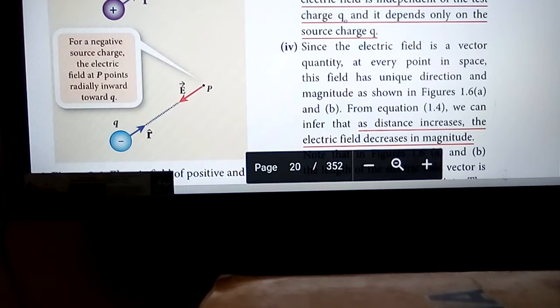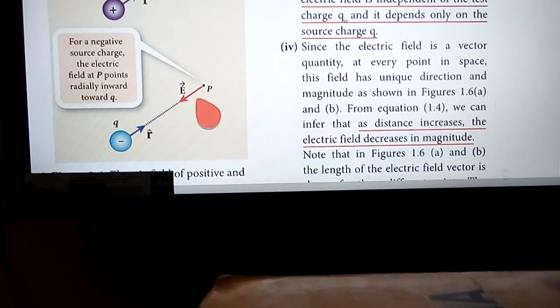Similarly, if we consider a negative source charge here, then the r unit vector is pointing like this, the blue arrow mark, and the electric field will be pointing radially inwards, that is denoted by this red arrow mark.